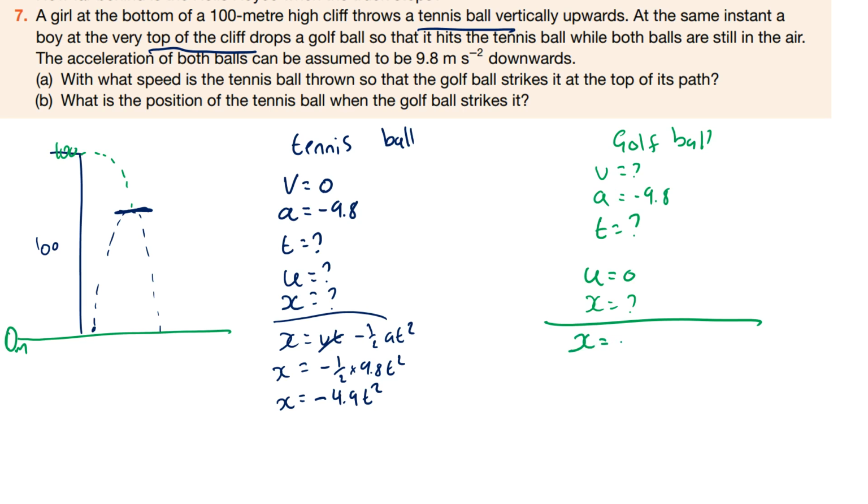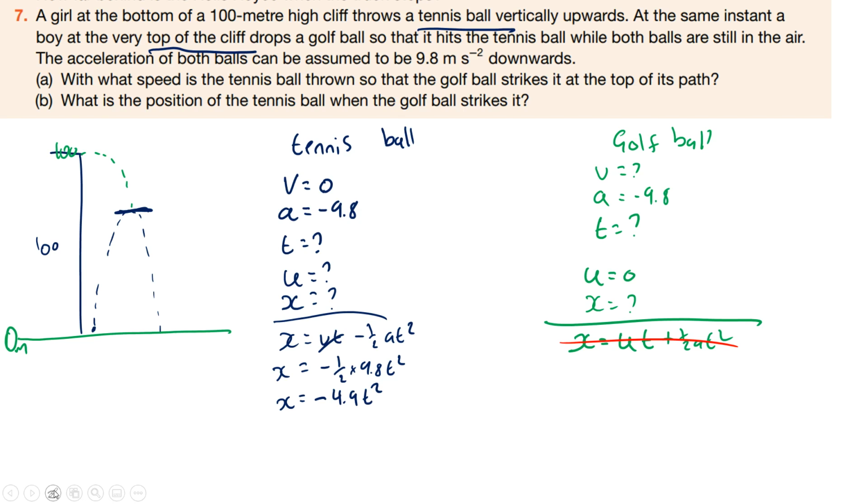X equals ut plus a half at squared. But we can't actually use this. You might say, why not? Because we've got to be careful here. X is the displacement, how far it's fallen. So we've got to be careful because now we've got to change it.